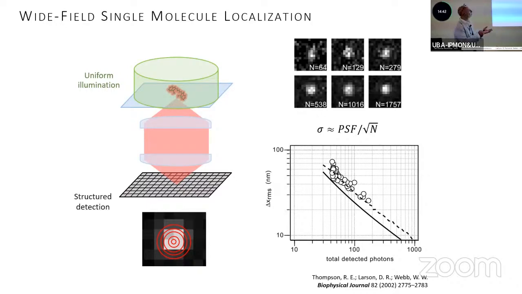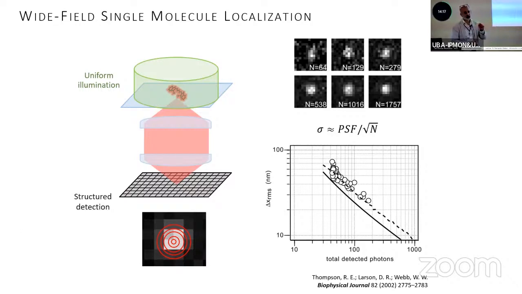Basically, in this experiment, one uses uniform illumination. So I illuminate the sample uniformly. And then if a molecule switches on, my microscope will make an image of that molecule on a structured detector, like a CCD or a CMOS camera. And that image looks like that. Diffraction limited, of course. But I can make a fit and determine its center.